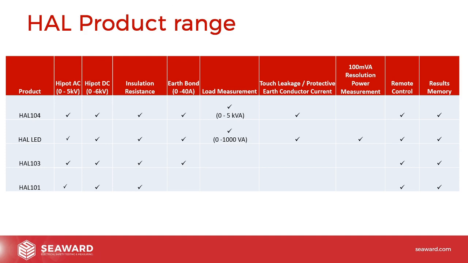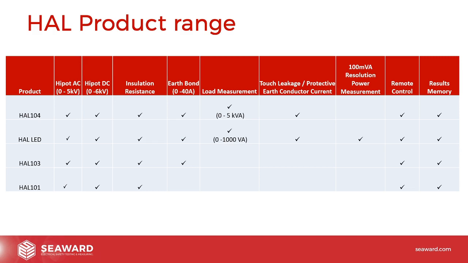So we have four models in the range. We start with our HAL 101, which is purely a Hipot and insulation resistance tester. You'll notice it does it both at AC and DC voltages, and they all have the memory capability. As we then move up through the functions, we add the 103, which brings in earth bond testing. So if you do manufacture class 1 products and you do need to do an earth bond test as part of your routine production testing, then the HAL 103 is a good starting point.